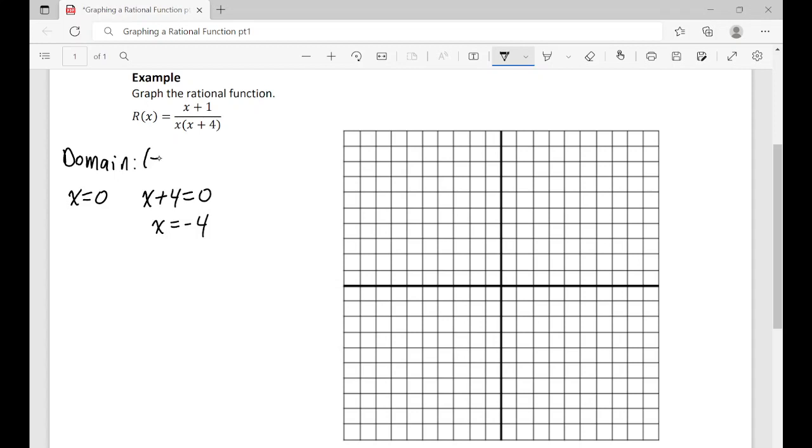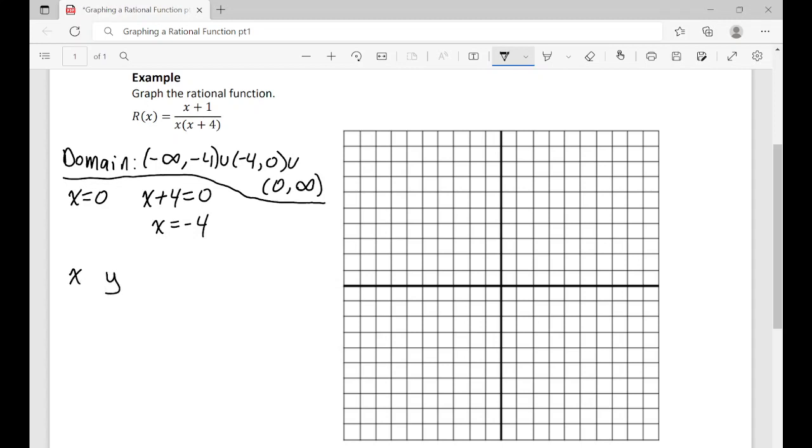So these are the two values that the function does not exist at. My domain is going to be from negative infinity to negative 4, union negative 4 to 0, union 0 to infinity. So I know it exists in this area here except for at negative 4 and at 0. Now that I know where it exists, the next thing I'm going to do is find the intercepts.